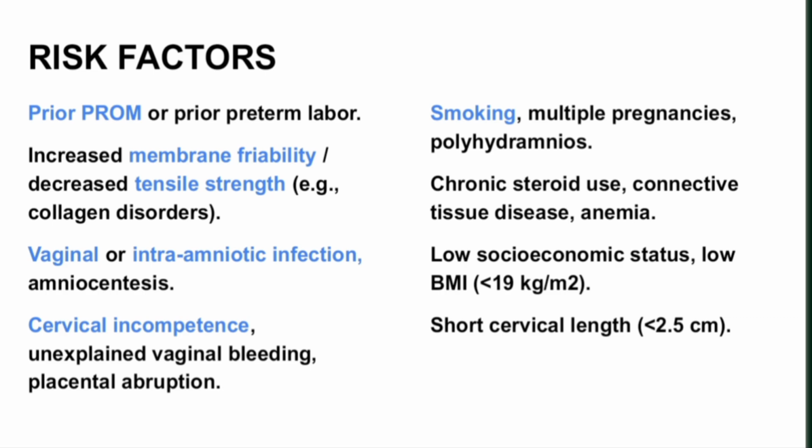We also have certain factors such as low economic social status. How it comes in is when a woman is lacking nutrients such as copper, zinc, and vitamin A, it reduces the formation of collagen in the body, hence causing high chances of a woman having a PROM. A low BMI can also contribute, and also short cervical length, less than 2.5 centimeters.